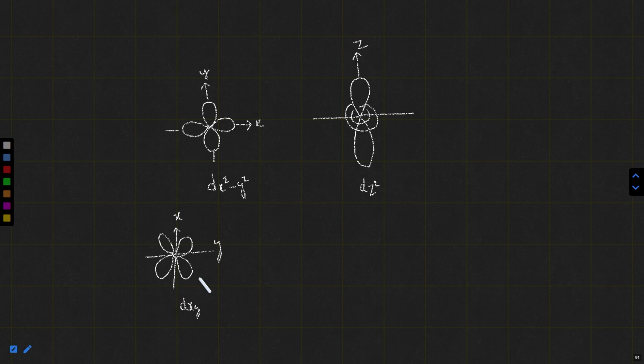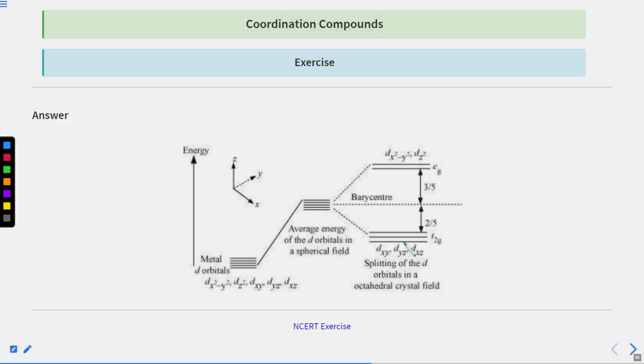Now in an octahedral complex, the ligands approach along the axis. When they approach along the axis and these orbitals are also present along the axis, due to repulsion between the lobes, the energy of this orbital rises. At the same time, to maintain the conservation of energy, this energy drops. The energy of this orbital drops because they are not along the axis.